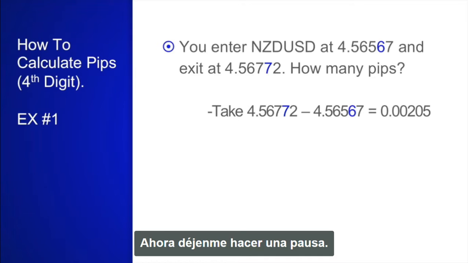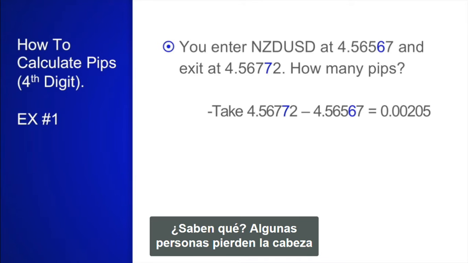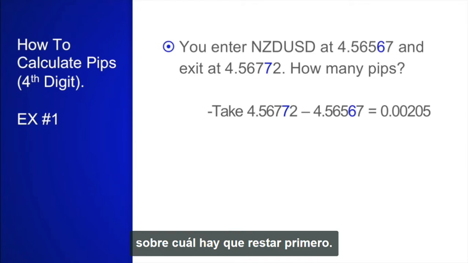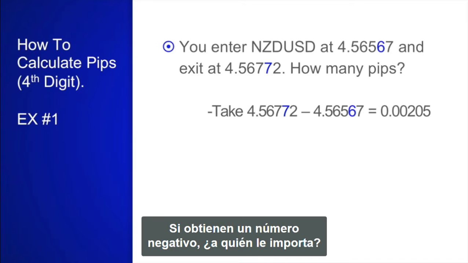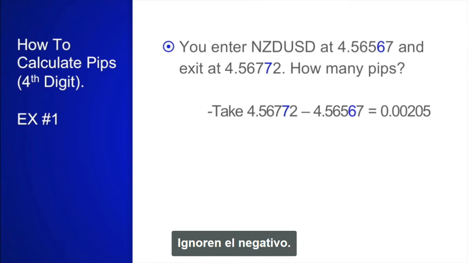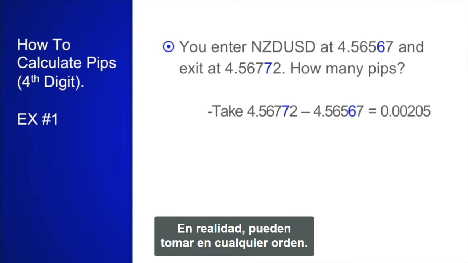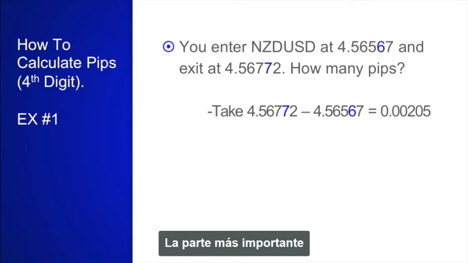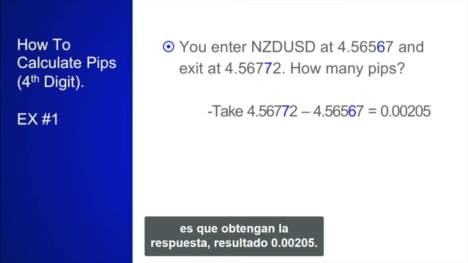Now let me just stop and pause you. Some people can get into a frenzy about which one you take first to subtract. If you want, go with the bigger number. If you end up with a negative number, who cares? Ignore the negative. So really, you could just punch these in any direction. The most important part is that you get that the answer equals 0.00205.